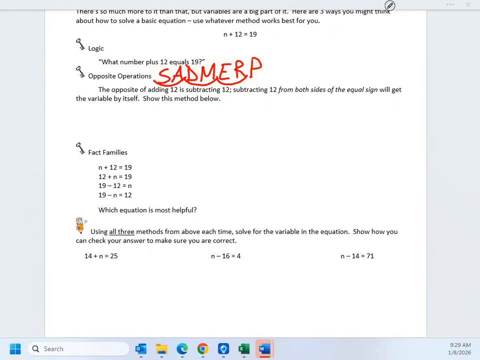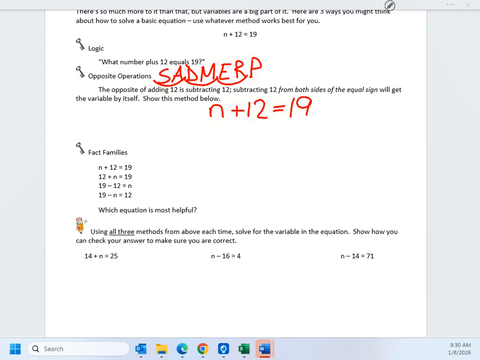So the opposite, so let's show what that means with our equation of n plus 12 equals 19. What operation is happening right here? Jack? Addition. What's the opposite of addition? Rhoda? Subtraction. So our whole objective that we want to do is get n by itself. We want to know what n equals.